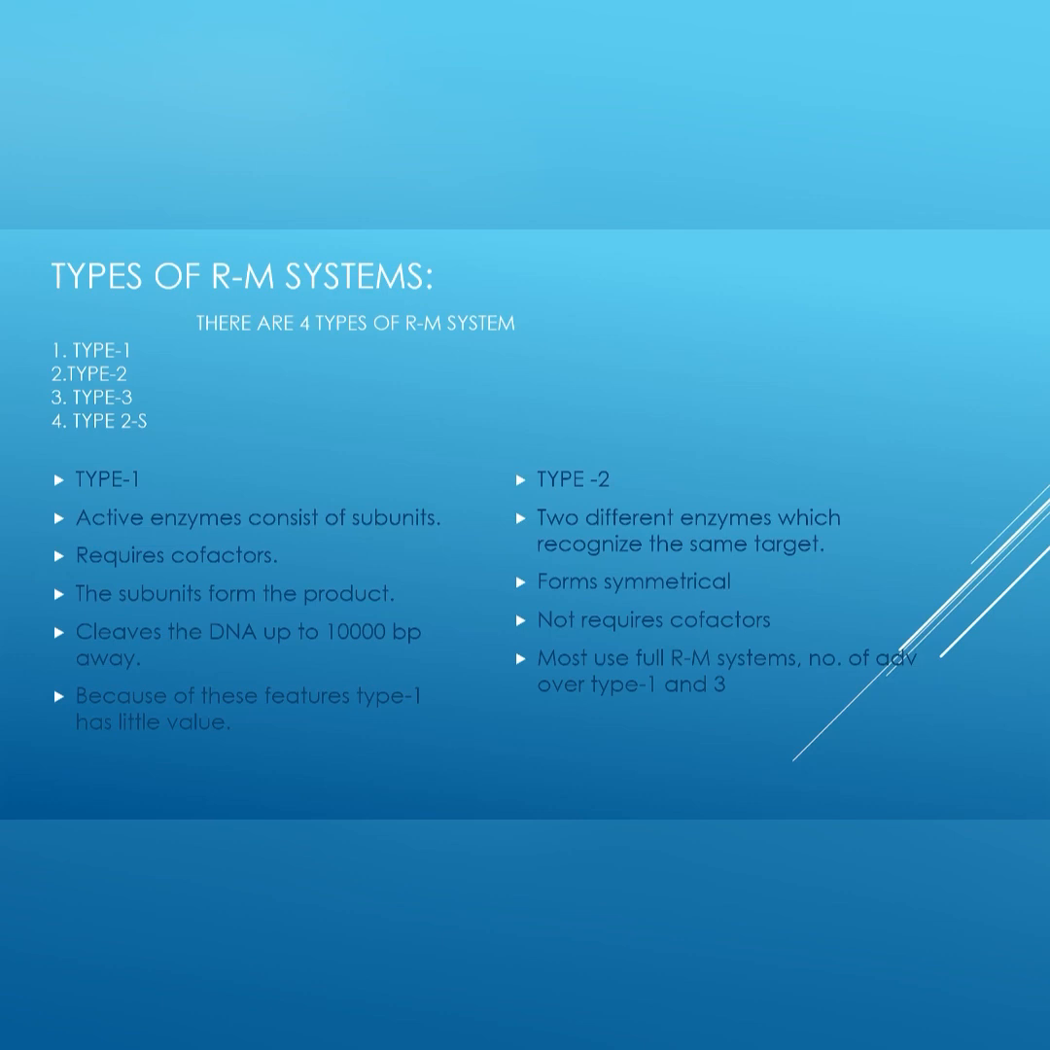Now let's talk about the type 2 system. The type 2 system has 2 different enzymes which recognize the same target. Most of the useful RM systems are of type 2. They have a number of advantages over type 1 and type 3. Restriction and modification are mediated by separate enzymes, so it is possible to cleave DNA in the absence of modification. Restriction activity does not require any cofactors such as ATP and S-adenosyl methionine, making them easier to use.